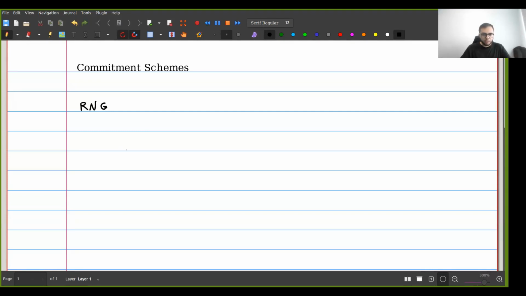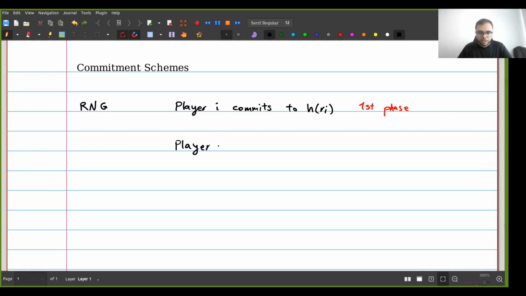So let's say player i gives us the number Ri. And of course, since we have a commitment scheme, what this actually means is that player i first commits to the hash of Ri and then waits for everyone else to commit. So this is done in the first phase. And then we have the other players all committing. And then in the second phase, player i actually reveals their number, Ri.